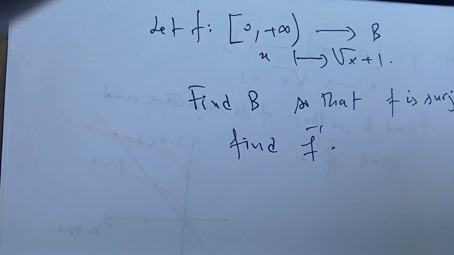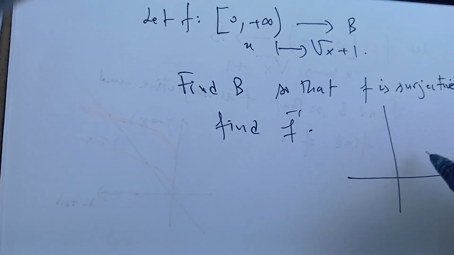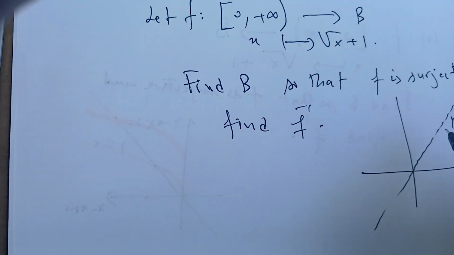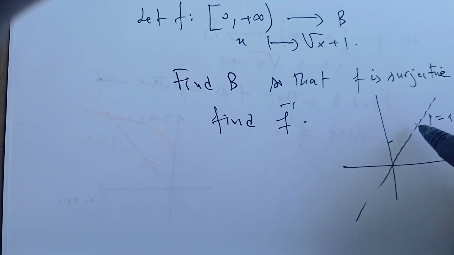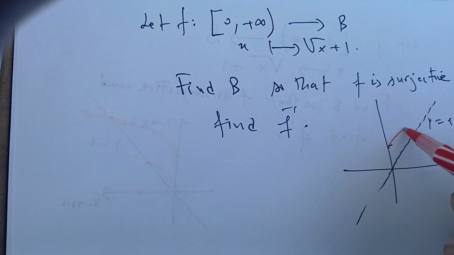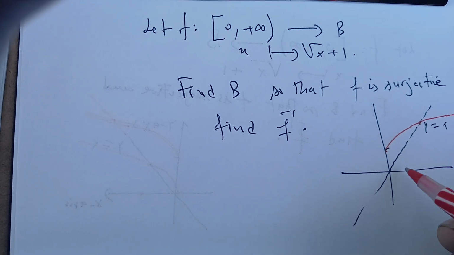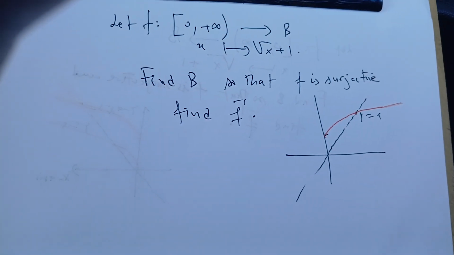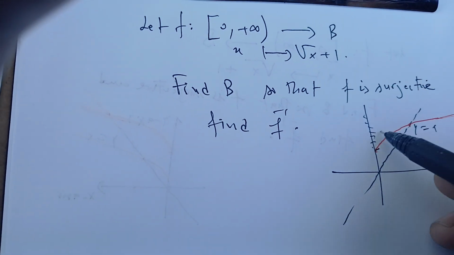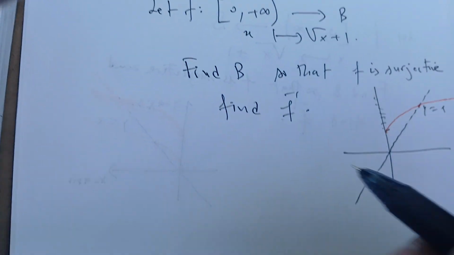Without worrying about b, we can graph this function here. So this is y equals x. The square root of x plus 1 is just a shifting of the square root function. It's going to be something like this. So it's just a shifting. So we see that the range is 1 plus infinity from the graph, but we need to prove it.